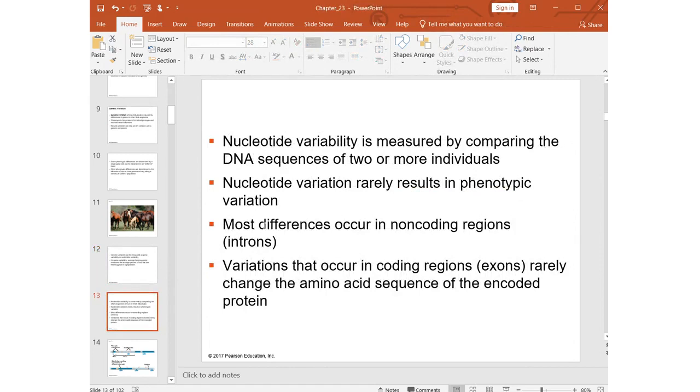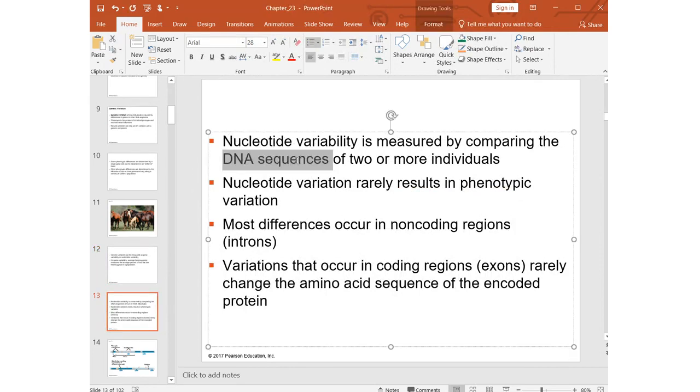So nucleotide variability is measured by comparing DNA sequences of two or more individuals and seeing how much they have in common and how much is different. And this nucleotide variation, this variation in nucleotide sequences, actually rarely results in phenotypic variation. And we'll see a little bit of that later on. Most of the differences occur in non-coding regions.